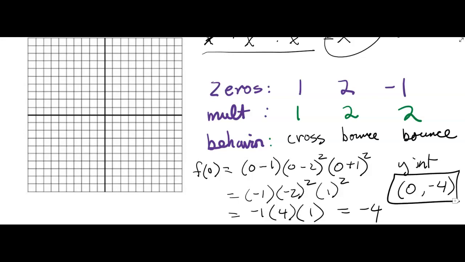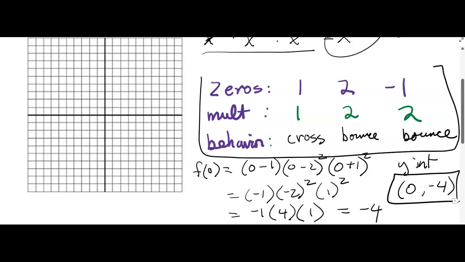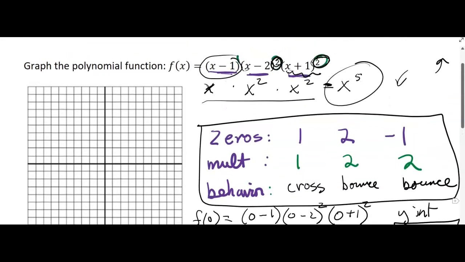So we're going to graph all of this, and then we're going to have the end behavior to tell us how to draw. I'll do it in green. The zeros are at 1, 2, kind of a tight squeeze in there, and negative 1. And then our y-intercept was at negative 4. 1, 2, 3, 4, down there.